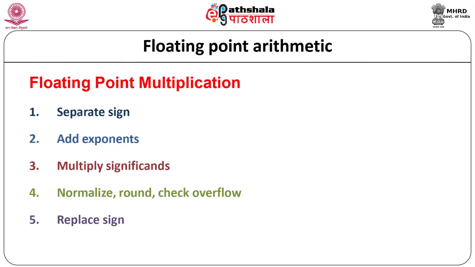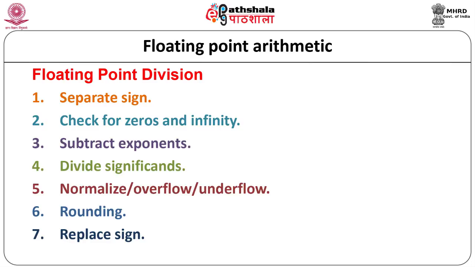Floating point multiplication. The procedure is: separate sign bit from the numbers. Step number 2, add exponents of both multiplicand and multiplier. Third, multiply the significands. Further, the result is normalized and rounded, checked for any overflow. Step 5, replace the sign bit by the sign of product.